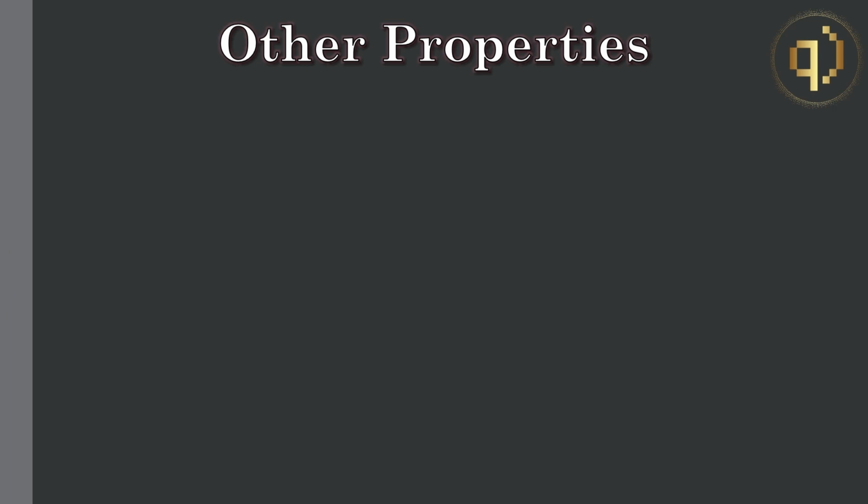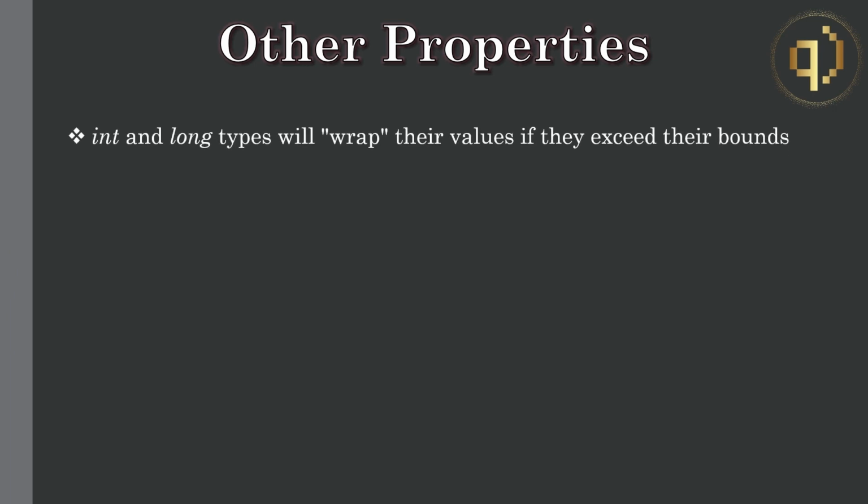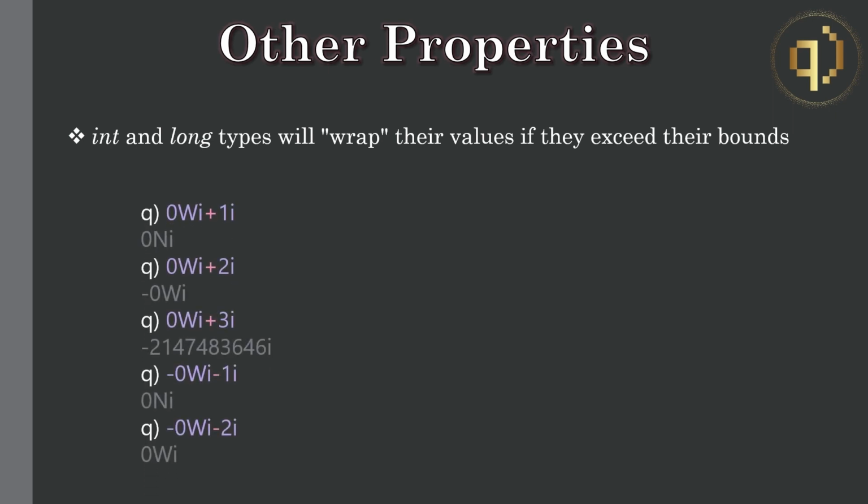Another property to be aware of is that int and long types will wrap their values if they exceed their bounds. So an example here is if you have an int value of infinity represented by 0wi, and you plus 1, you'll actually wrap back round and go to the smallest int value, which is 0ni, or the null integer value. And then if you were to plus 2 to the infinity value for an integer, then you would actually wrap around and go to the second smallest, which is negative infinity.